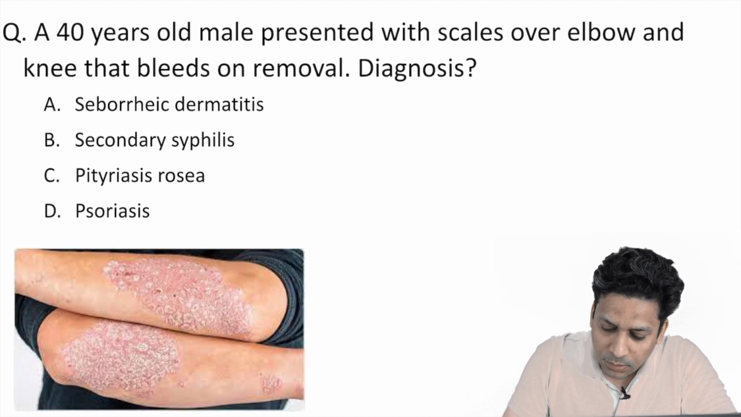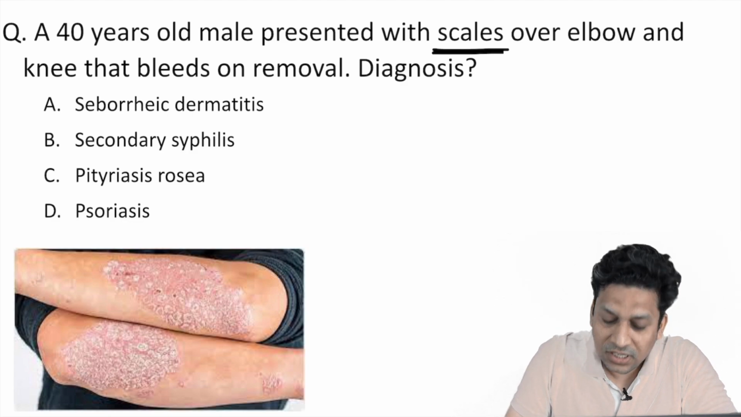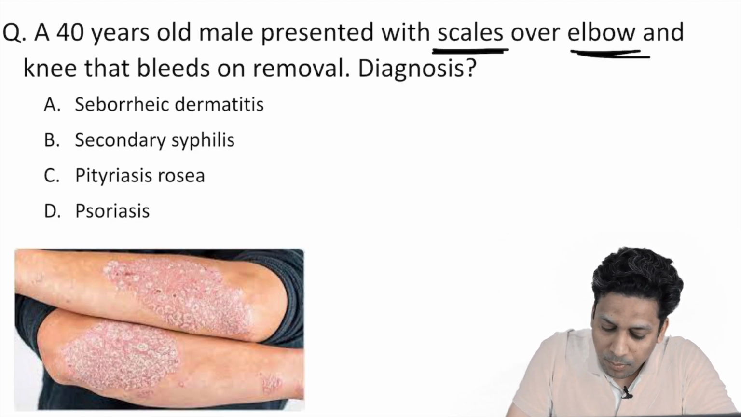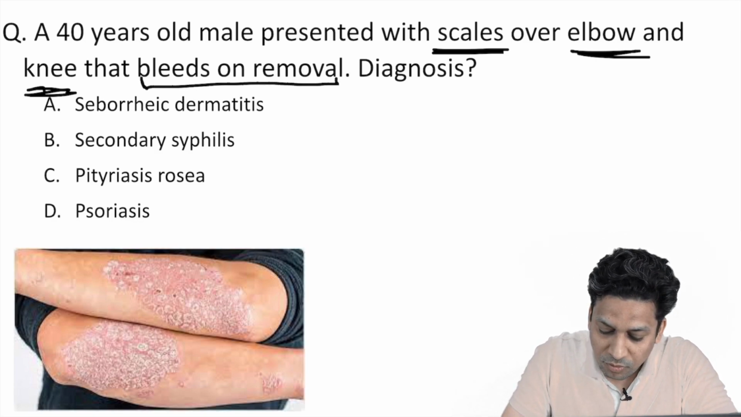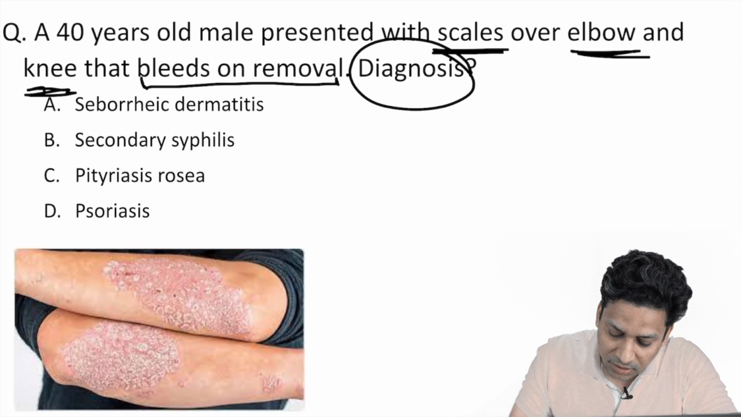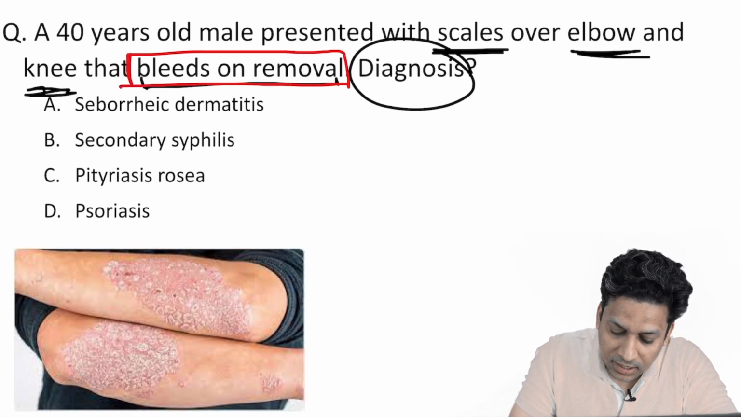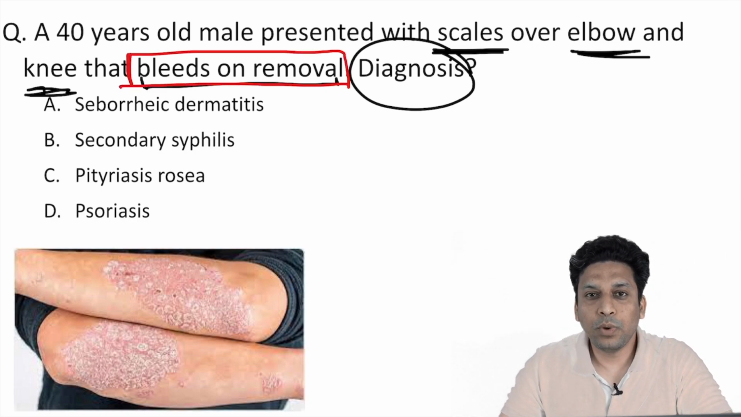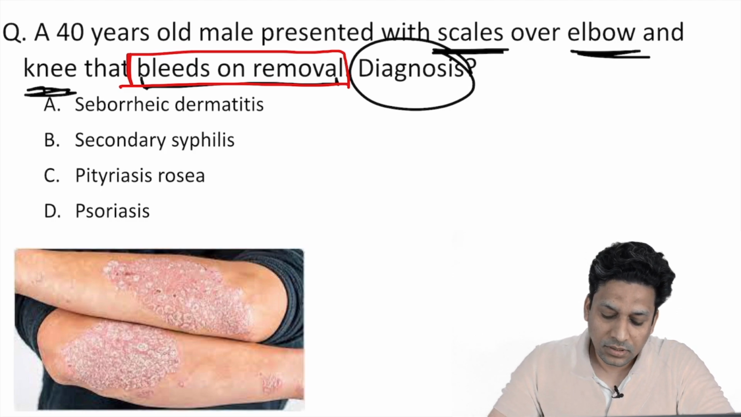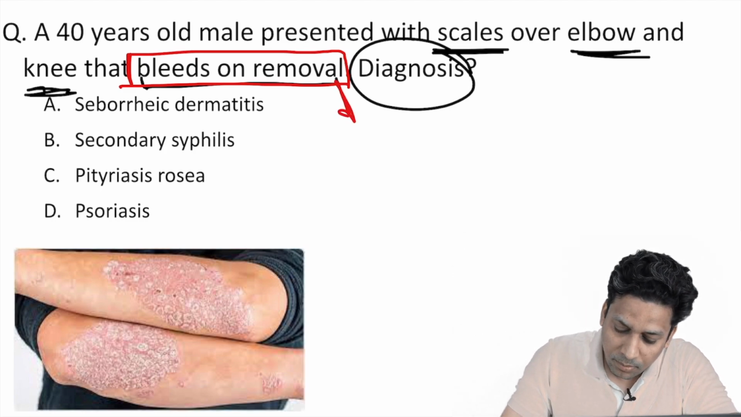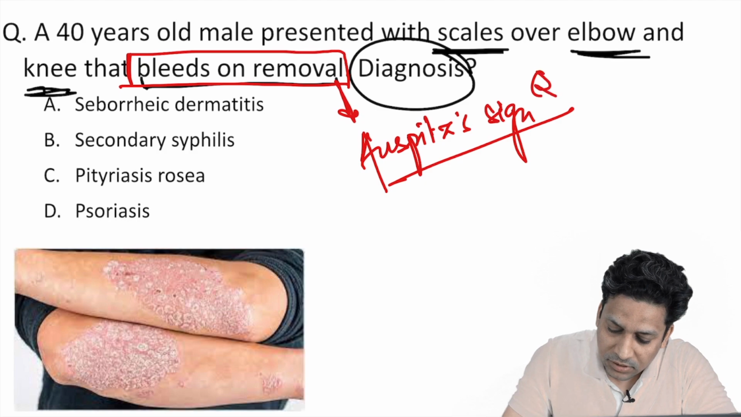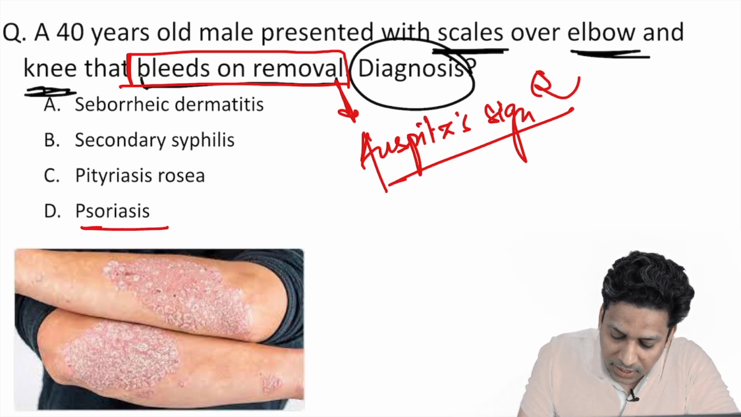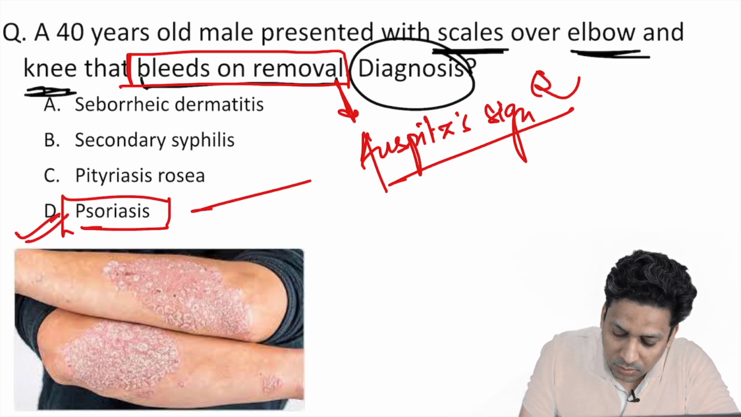A 40-year-old male presented with scales. The lesions are very scaly over the elbows and knees, so they are occurring over the extensors, and they bleed on removal. What is the diagnosis? Now this is something very important and very characteristic, that is, the scaly lesions bleed when rubbed. So this is known as which sign? Yes, they are talking about the Auspitz sign. The Auspitz sign is a very important sign seen in cases of psoriasis. So the answer here is psoriasis.